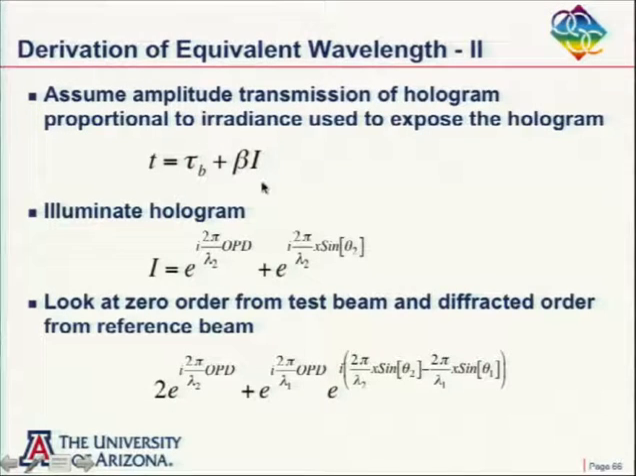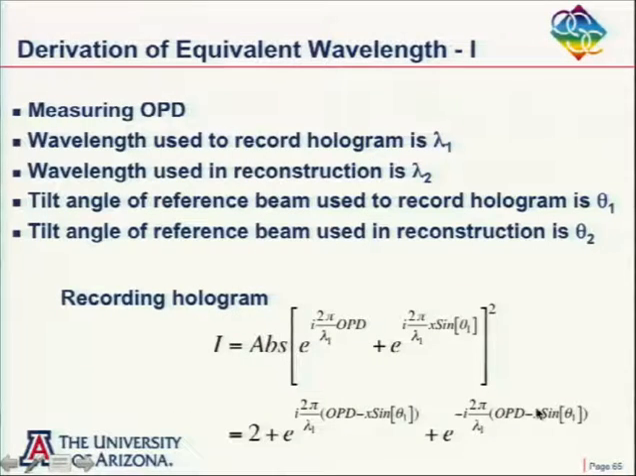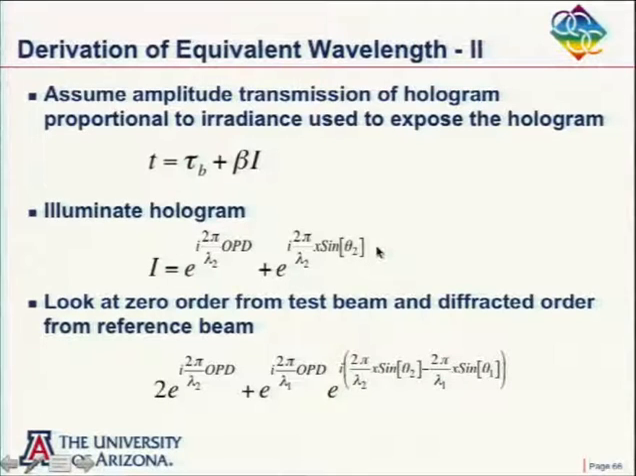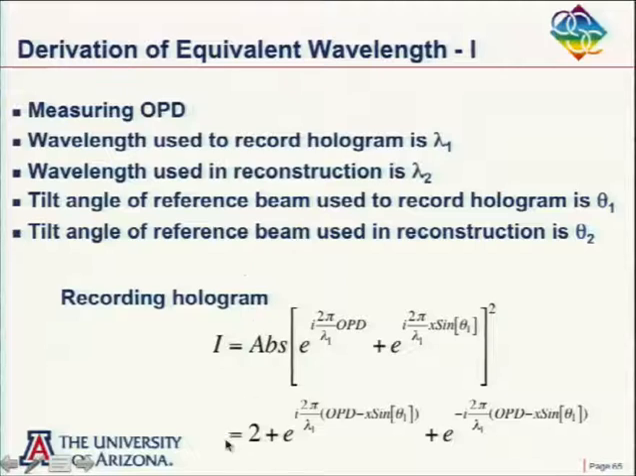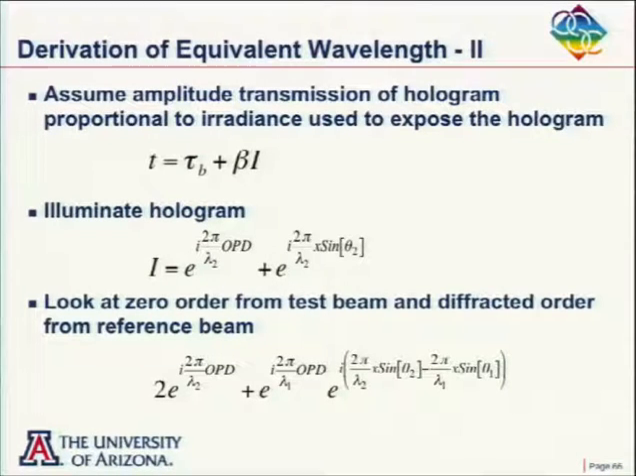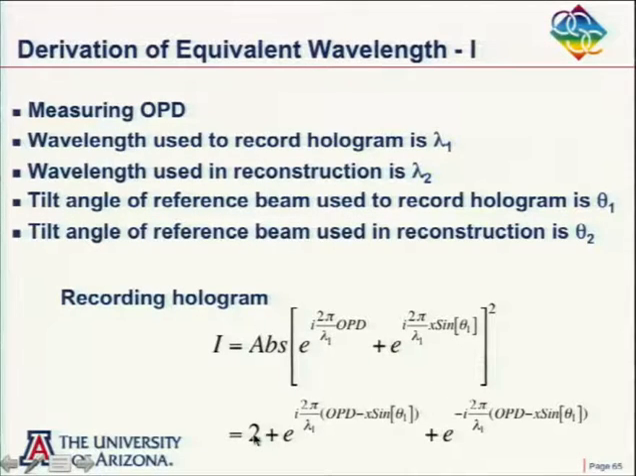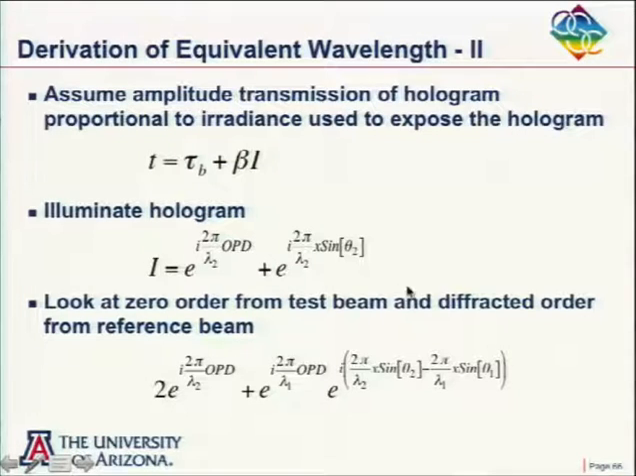So what we're saying is that the amplitude transmission of the hologram is some constant plus something proportional to the irradiance used to expose the hologram. So that was this mess right here. We're illuminating it with this. So what we're seeing is this multiplied times this. And when we do that, we get several beams. But the only beams I'm going to look at here will be the zero order from the test beam and the diffracted order from the reference beam. So the zero order from the test beam, well, that's our test beam right there, e to the i 2 pi over lambda 2 times the OPD. So we multiply that by 2. So that's one beam. Then we have the diffracted order from the reference beam.